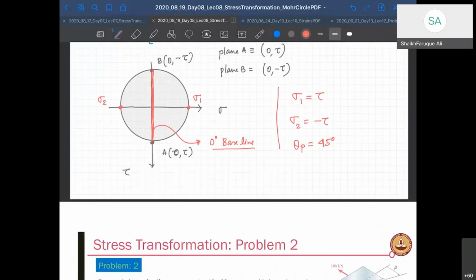Now, can I draw the elements for this sigma 1? Can you draw the element for sigma 1?